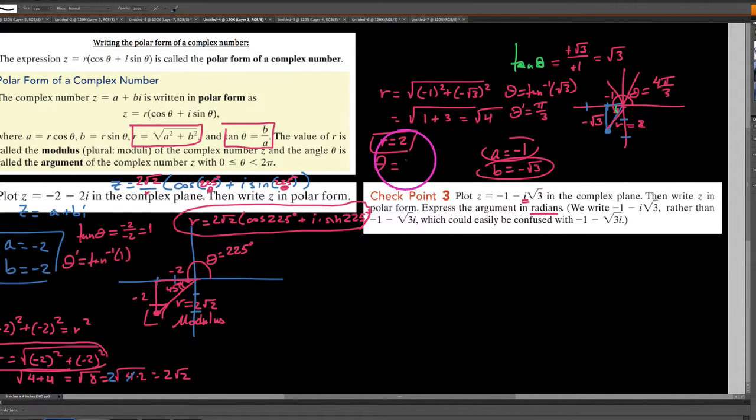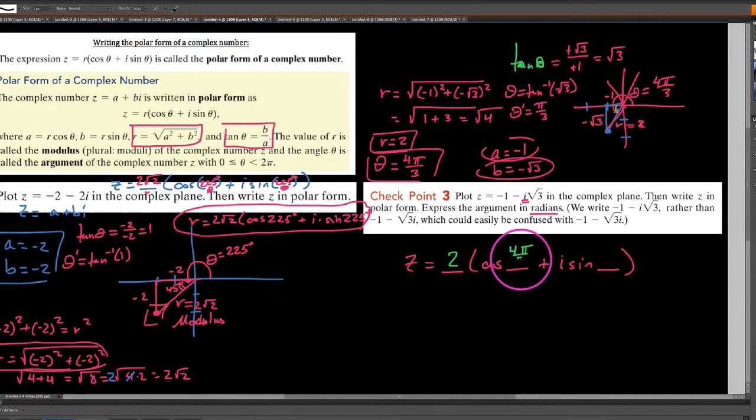Once you get r and theta, once you know these things, then the polar form of this number, z equals, is r times the cosine of your argument plus i times the sine of your argument. And this is actually very beneficial, because we could say that, look, we know you're going 2 units, and we know that you're going in a 4 pi-thirds direction. And that would be a way that we could express this in terms of polar coordinates instead of left, right, up, and down.